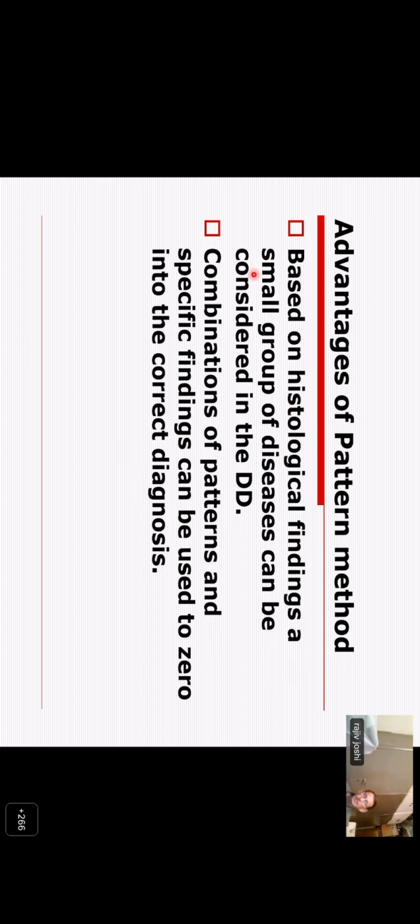What are the advantages? Based on histological findings, a small group of diseases can be considered in the differential diagnosis. Combination of patterns and specific findings can be used to zero in on the correct diagnosis.